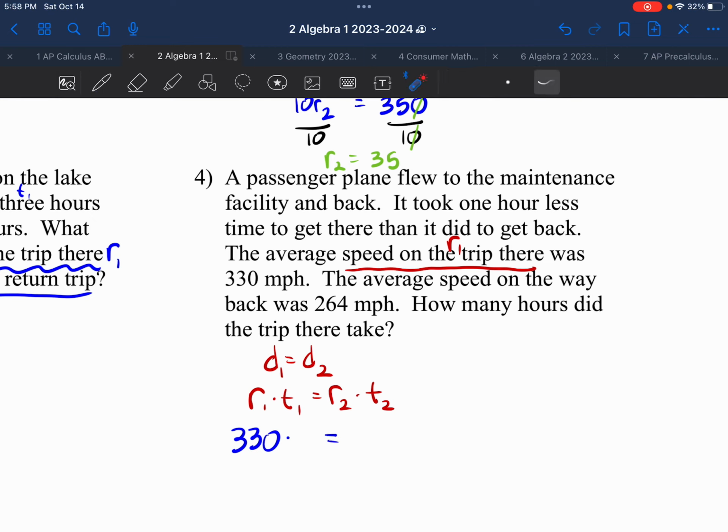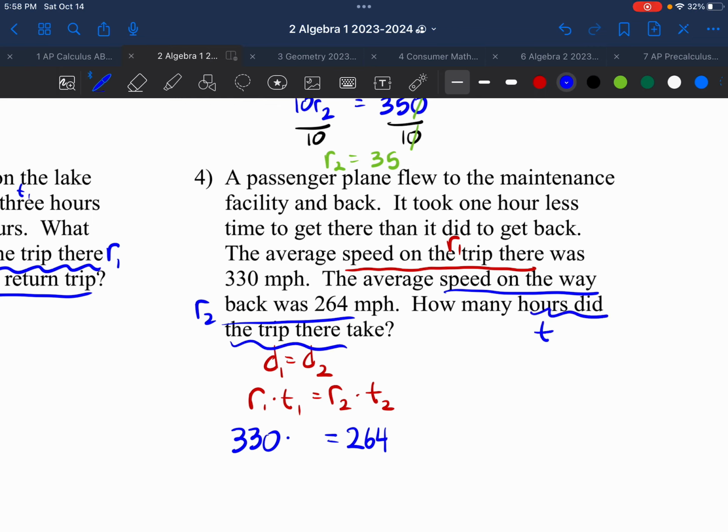All right. It also says the average speed on the way back. So if I'm talking about average speed on the way back, that's talking about rate 2. And rate 2 is going to be 264. Notice our units are miles per hour, which doesn't really matter because we're looking for hours on the trip there. So we're asking for time on the way there, time 1. That's the question that we're asking for. So if that's the question, we should probably leave this T1 here. And unfortunately, it never told us up here what T2 is, so we'll just write T2. We don't have anything to plug in.